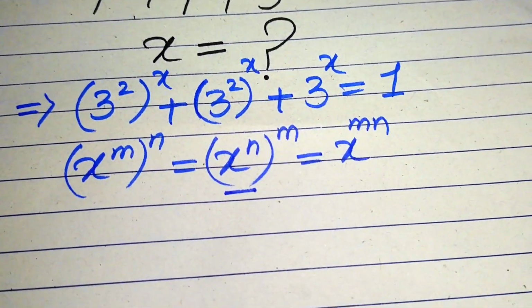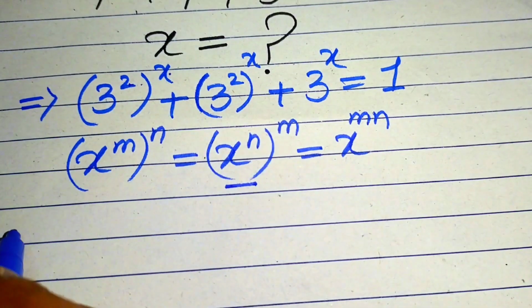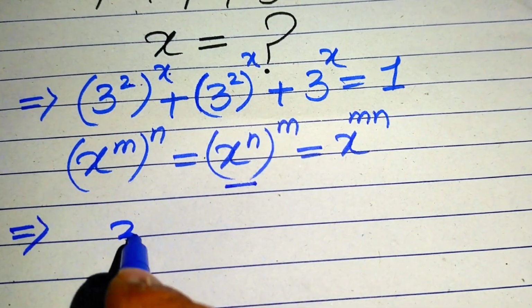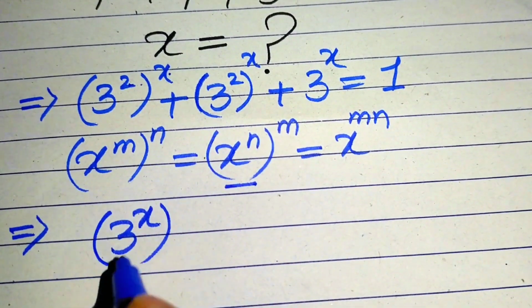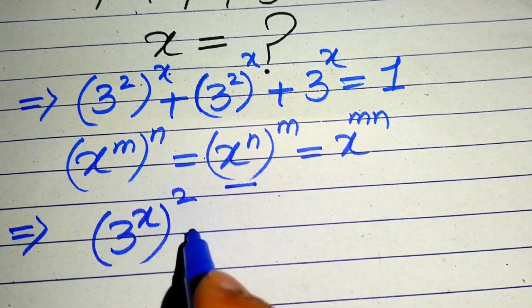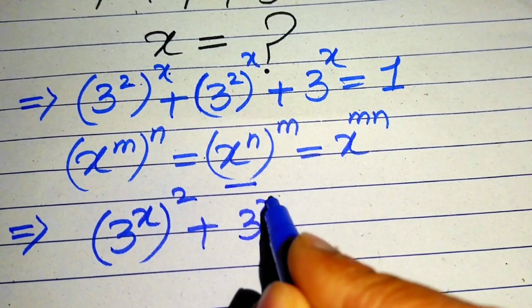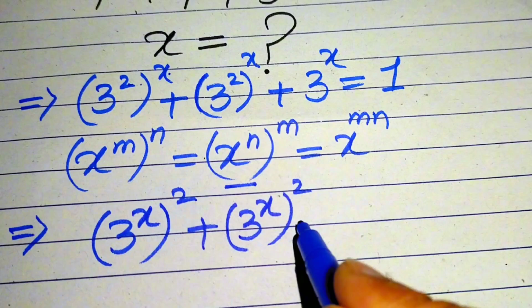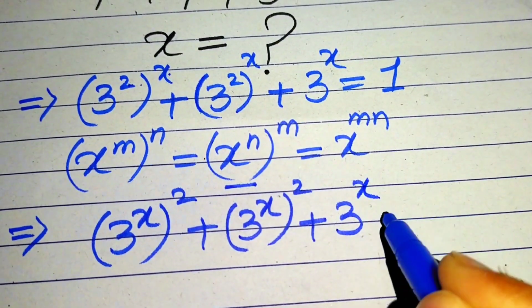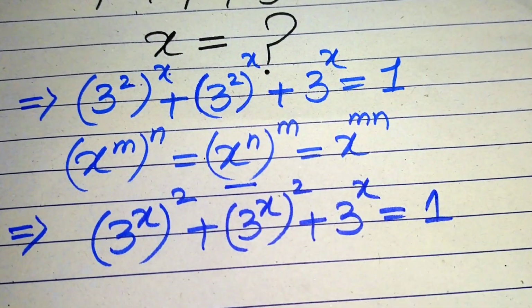So here we just interchange these two exponents, and after interchanging these two exponents we will get its output in this form: 3 to the power of x and its whole square plus 3 to the power of x and its whole square plus 3 to the power of x equals to 1.